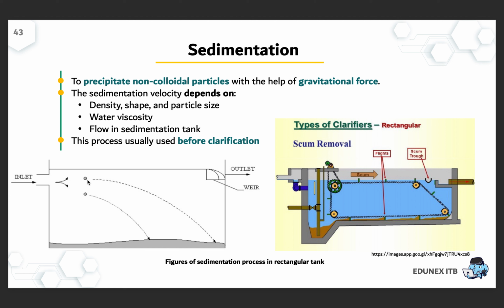The density is directly related to the terminal velocity of the particles. So if the particle has higher density, then its terminal velocity is higher as well, and it will settle faster than those of lower density.